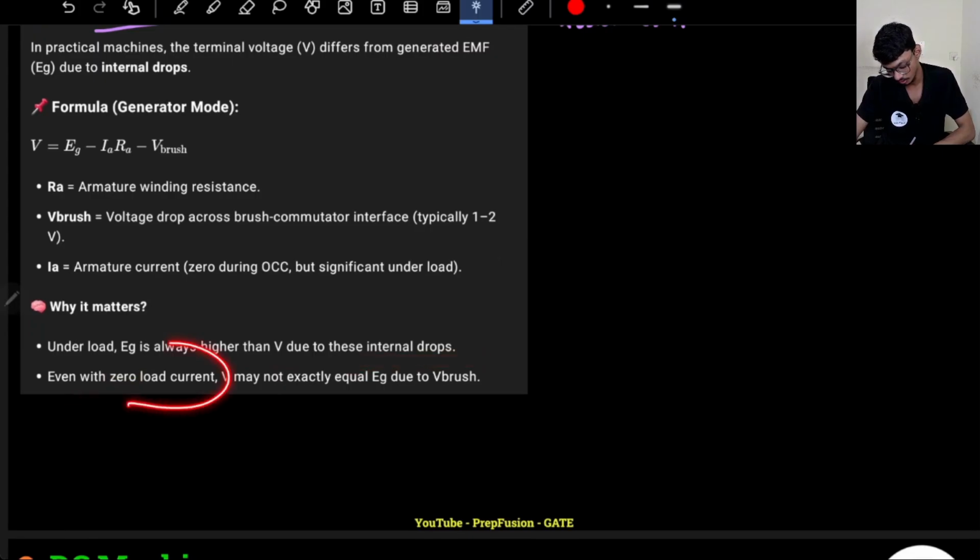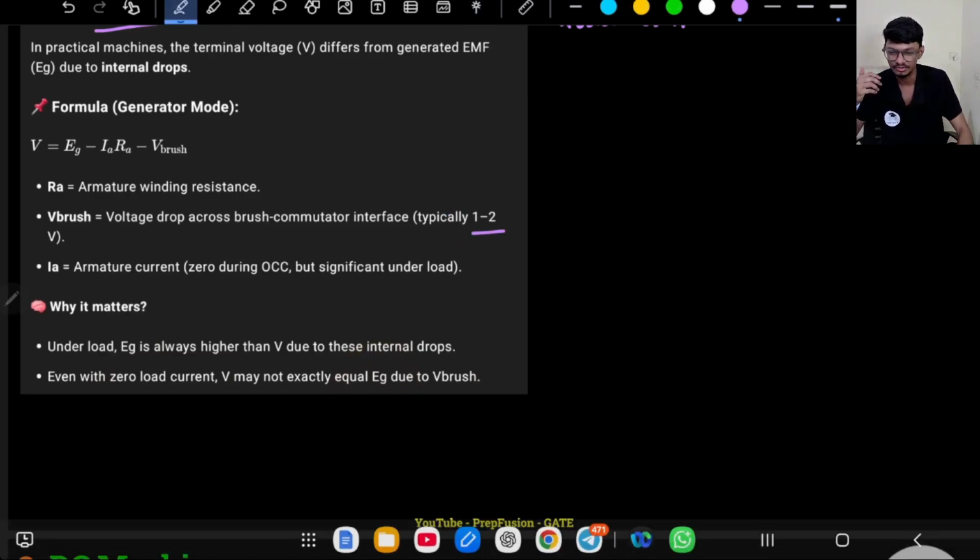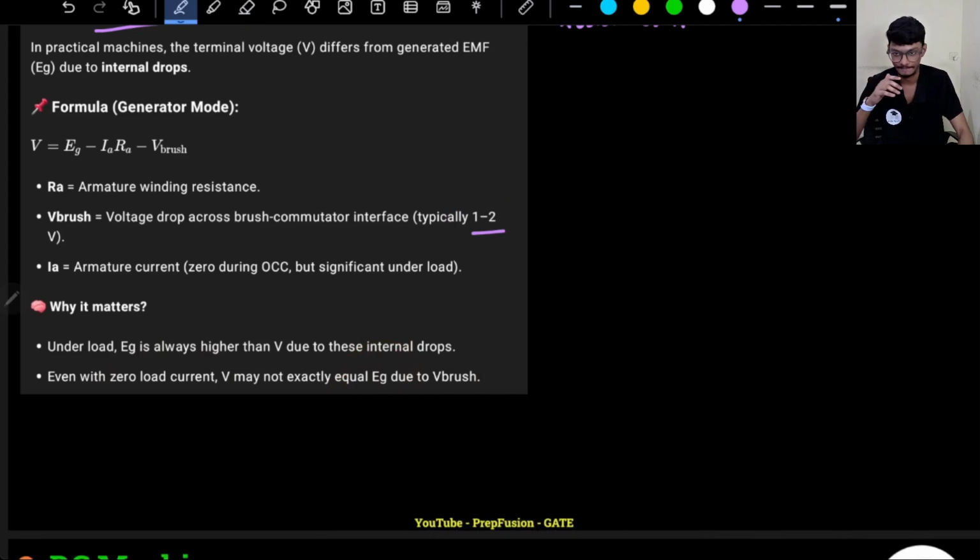Even with zero load current, V may not exactly equal Eg because there can be a brush drop. We have assumed it to be almost equal to the developed voltage, but it cannot be exactly equal because of the brush drop. Generally it is 1 to 2 volts, so we generally neglect that.